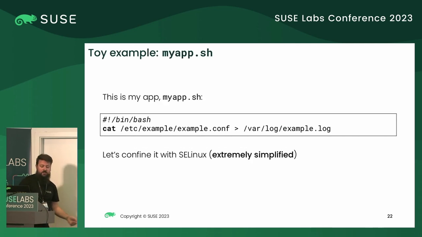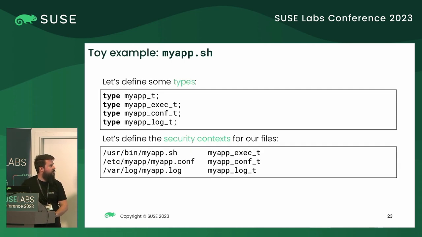So let's see an example of this. A very, very simplified example, of course, and we'll see why. Let's say that we have this app, a simple shell script, which is a very useful piece of software that reads a configuration file and echoes it back into a log file, and that's all we do. So how do we confine this with SELinux?